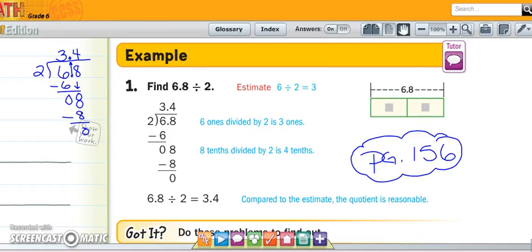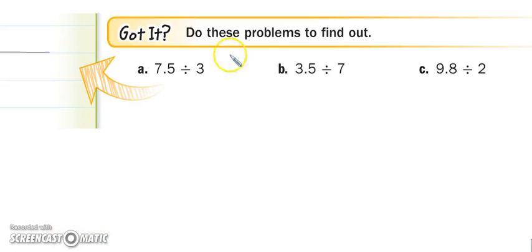Let's try the got it's. Okay, I'm going to try A, and then I'd like you to try B and C on your own. So my dividend is 7.5 and the divisor is 3. Again, take your decimal, shoot it straight up. 3 goes into 7 2 times.